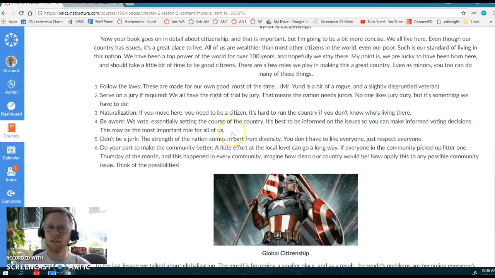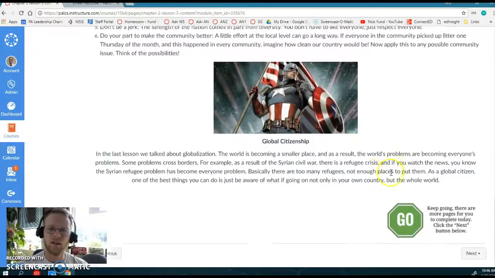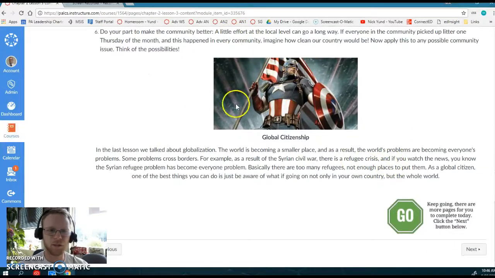For example, if everyone in the community decided to pick up litter on Thursdays, and everyone did that one Thursday of the month, imagine how clean the whole country would be. Now take that and extrapolate it on any problem in the country. And think of all the possibilities. Anyway, Captain America, I was feeling patriotic.